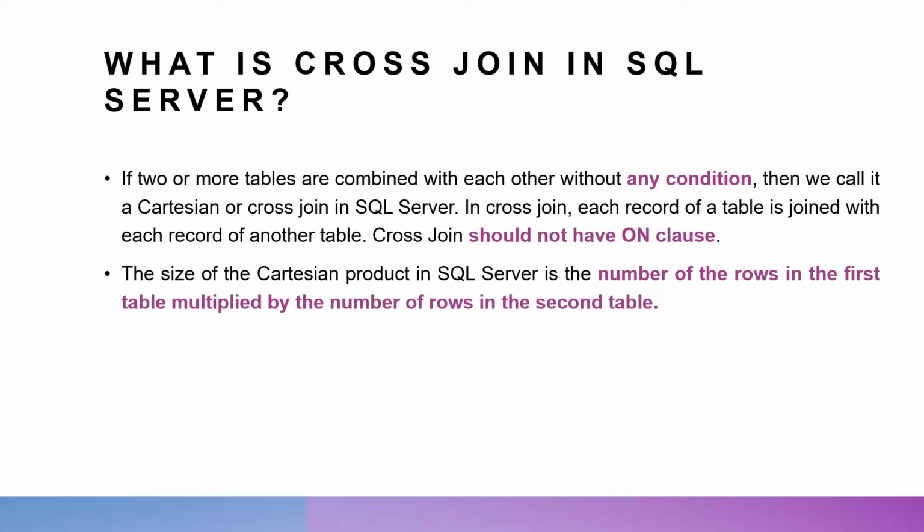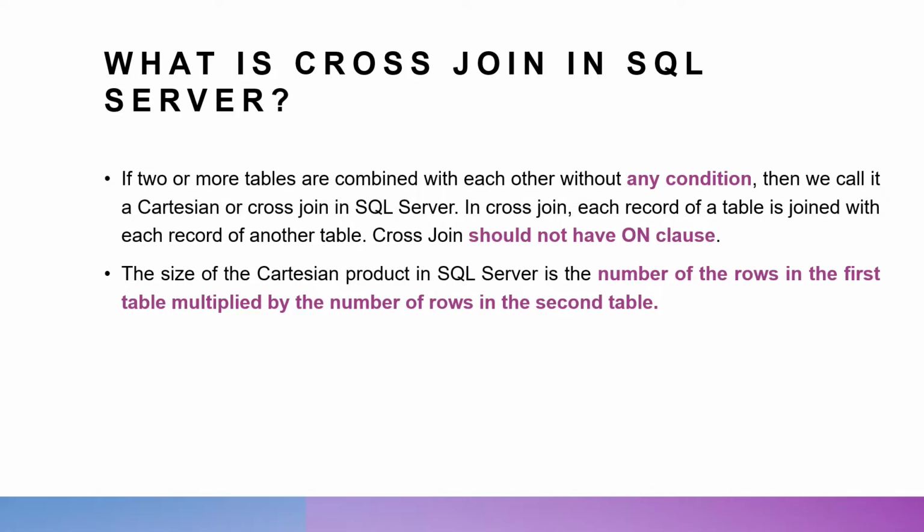Suppose you have two or more tables combined with each other without any condition. So two tables are there, they don't have any condition, or they don't have any column which is common in both of the tables, and you want to create a join without any condition. There will be no condition at all. So a cross join is used when you don't have any condition between two or more tables. If two or more tables are combined with each other without any condition, then we call it Cartesian or cross join in SQL Server.